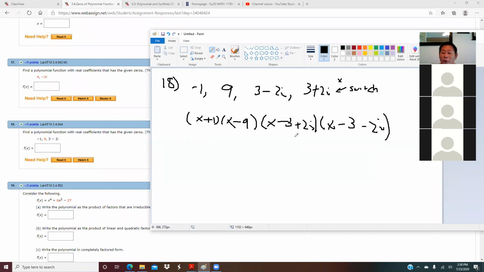And then you need to FOIL. This time you have to FOIL these 2, and you have to FOIL the i ones. This 2, the FOILing is easy because there's no i term.